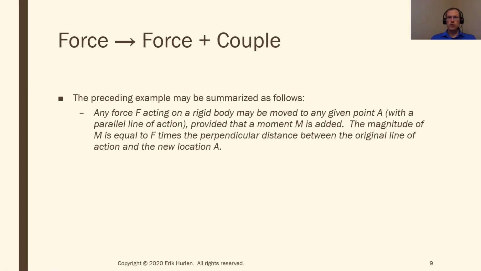So as a summary of the procedure we just did, any force can move. You can move it from point A, provided you add back in a moment that compensates for the fact that you moved that certain distance. The magnitude of that moment is F times the distance. And then again, the sign you have to look at in terms of which way did it go, and is it now producing a larger or smaller positive or negative moment.